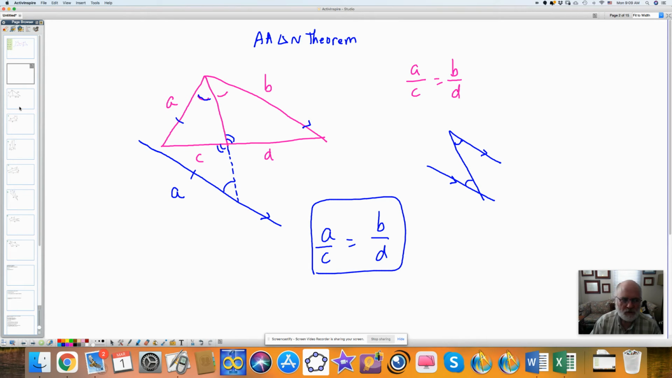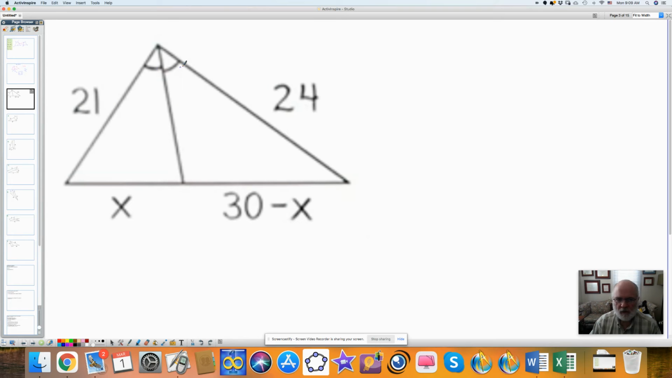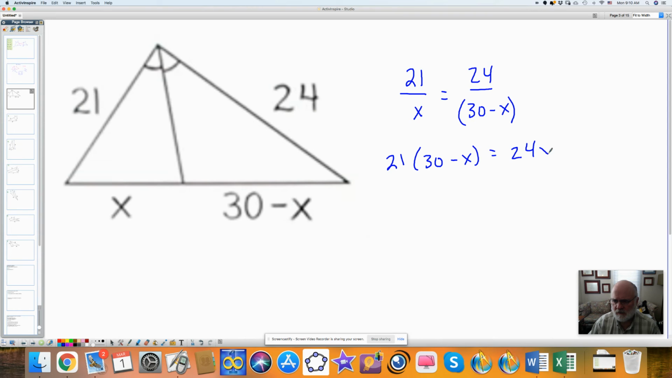So let's try to put this into a problem. Here we have the angle bisector, and it's going to cut this into a proportion. So if 21 is to X as 24 is to 30 minus X, I can cross multiply. I'm going to put a grouping symbol around this. Anytime you have a binomial and a fraction, make sure you group it together. So 21 times (30 minus X) is equal to 24X. When I multiply this out, 630 minus 21X is equal to 24X.